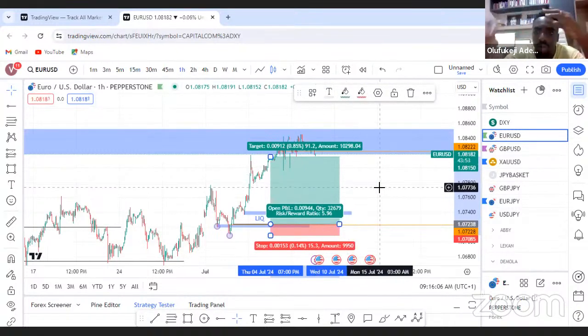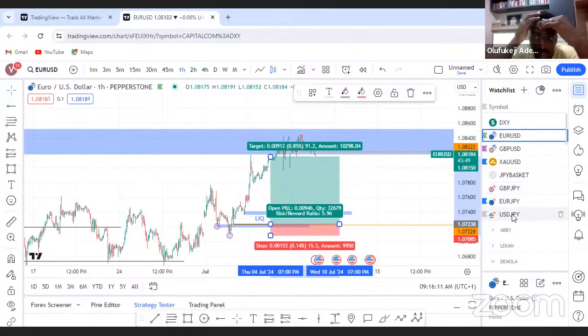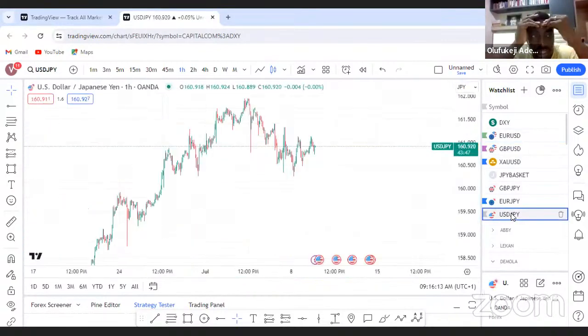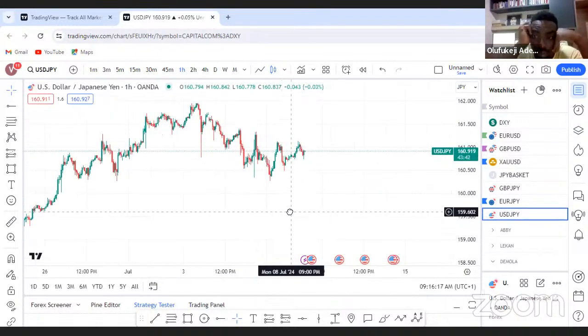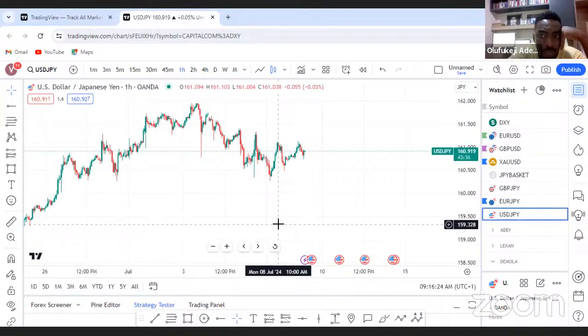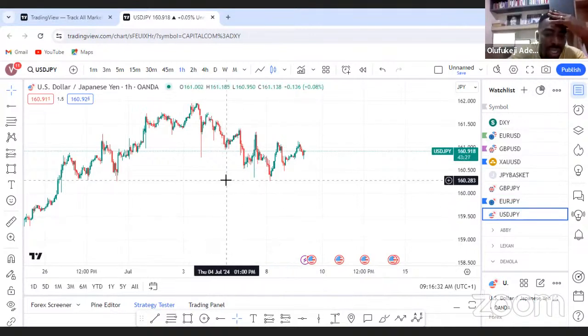Now, you may want to also look at USD JPY. There is a shoulder, there is a sweep, there's a break of structure to the downside. So if the high of today and the high of yesterday get grabbed, get swept, price will continue to the downside. Those are the trades that I'm looking at for now.